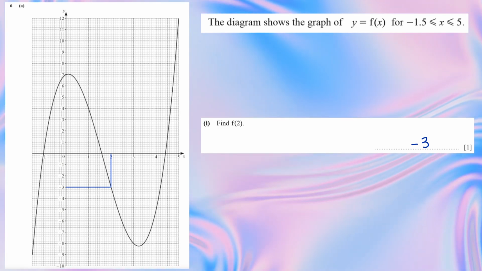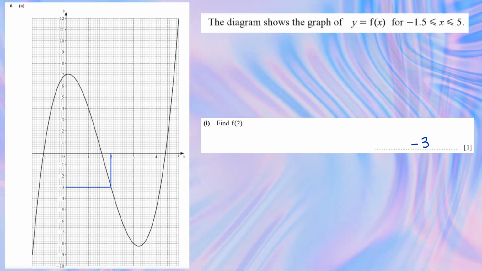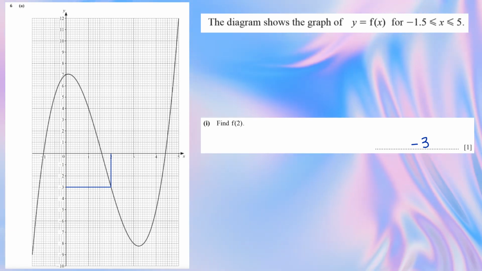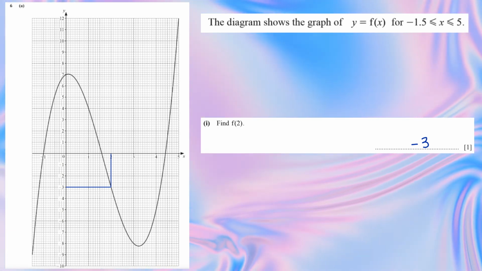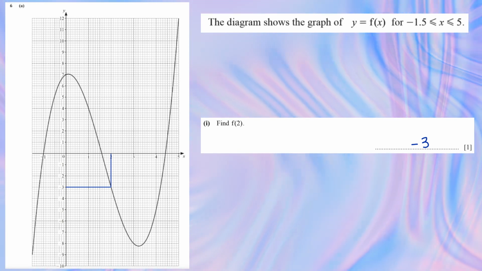As you can see, we are not given the function y equals f of x in specific terms of x. So we don't have an equation in terms of x to substitute 2 into and solve for the value of f of 2. However, we do have the graph of y equals f of x, so we can use that to find the value of f of 2.